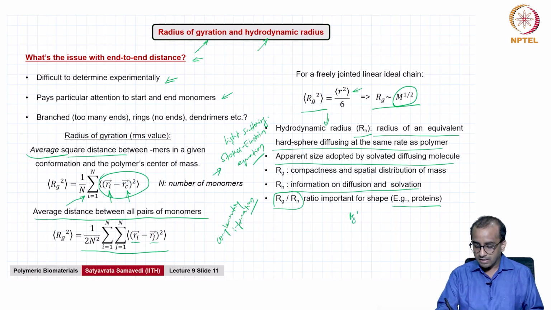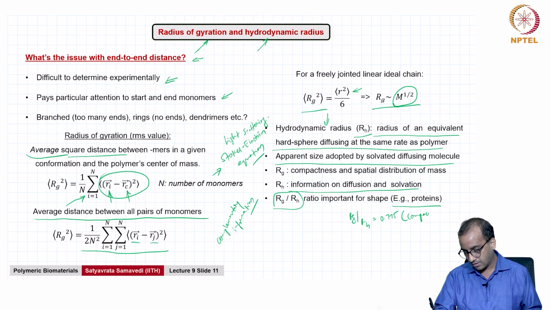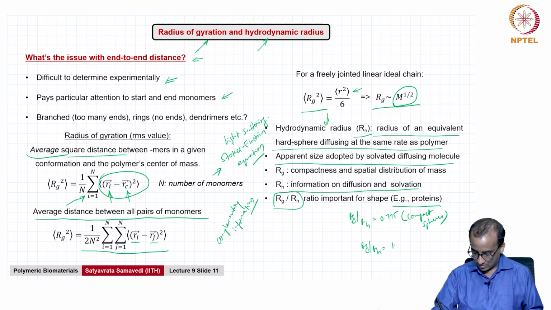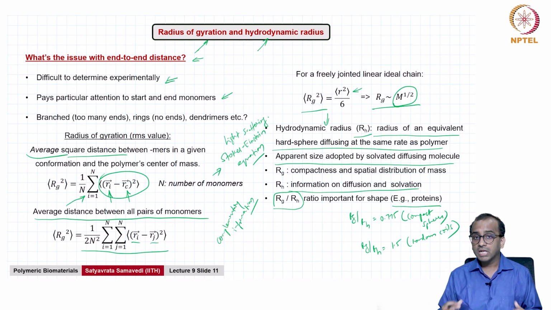For example, if Rg over Rh is 0.775, these would be considered compact spheres, whereas if Rg over Rh turns out to be 1.5, they would be random coils. So, now going from size, you can now use that information to say something about the shape of the macromolecule in 3D. Now, that is a very, very important idea.